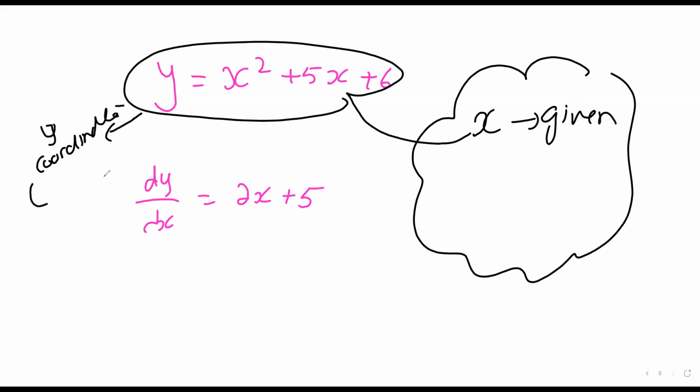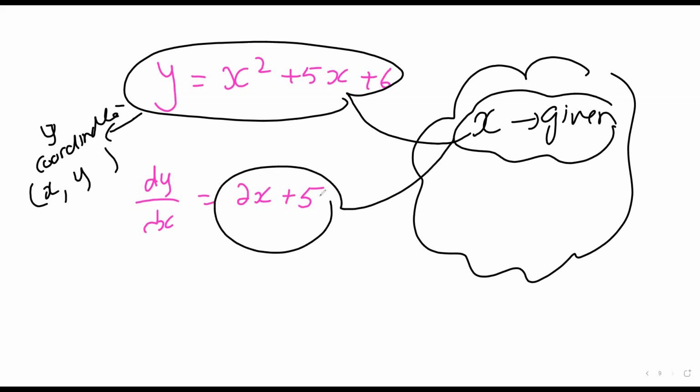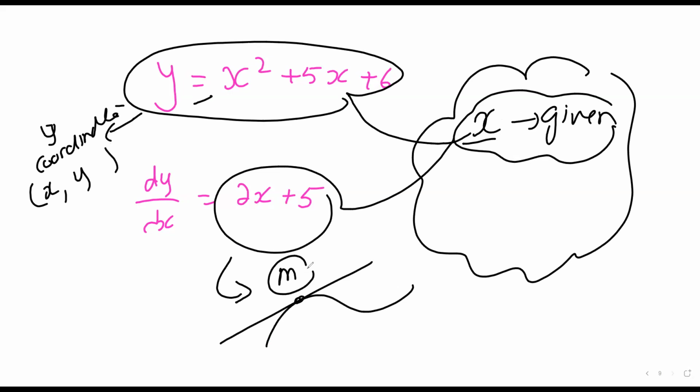So I can get a complete ordered pair this way. If I have an x value and I substitute in the differentiation, what do I get? I get the gradient of the tangent. So x in original gives y, x in differentiation gives the gradient. And this is the end of video part 1.